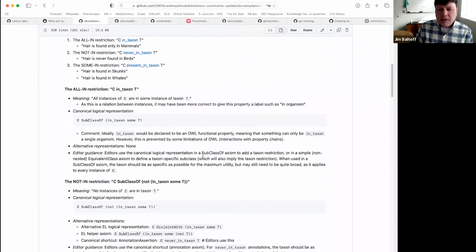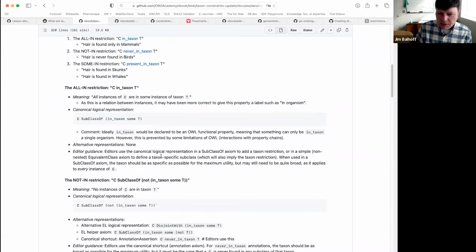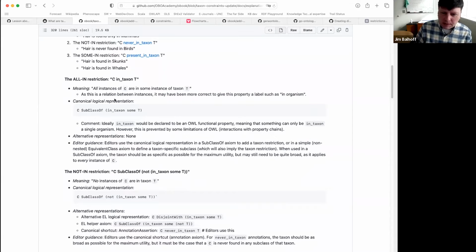And so the next section here is a bit more detail about the logical representation, although now that I've finished the rest of the document, I might make some edits to these. It goes through each one in a way that I sort of talked about, for all instances of C or in some instance of taxon T. So it's a little bit more explicit.